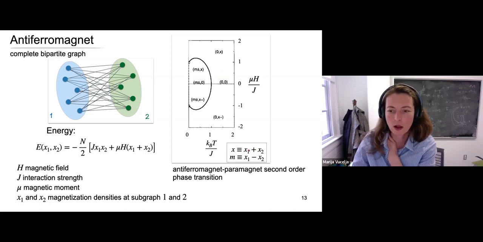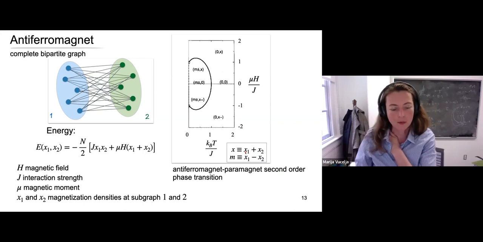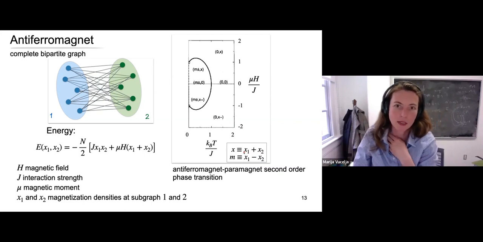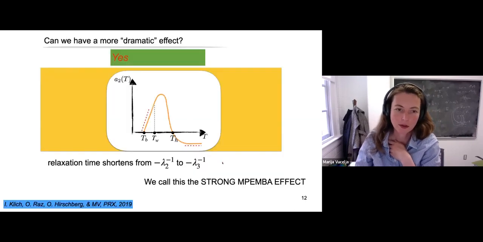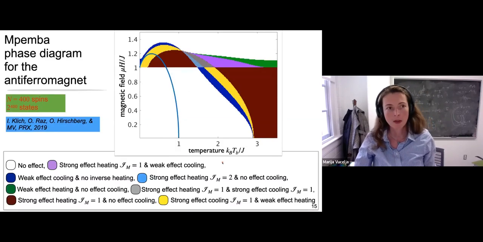One is how many spins I have that are up on the first lattice, what's the magnetization of the first lattice, and what's the magnetization of the second lattice, X1 and X2. That's all that's important. Magnetization is the difference between the spins pointing up and spins pointing down on a lattice. So do I have the effect here, and what kind of an effect is it?